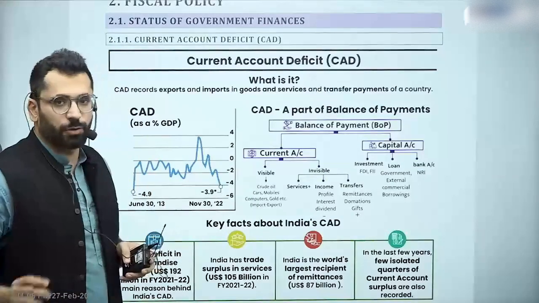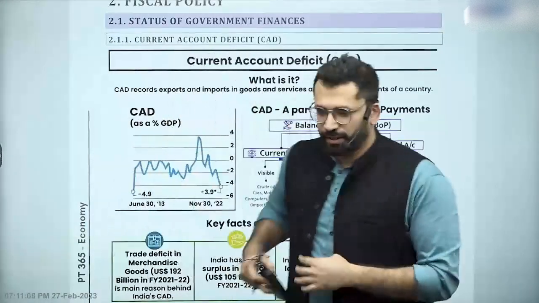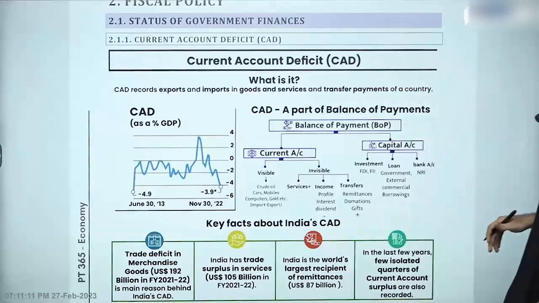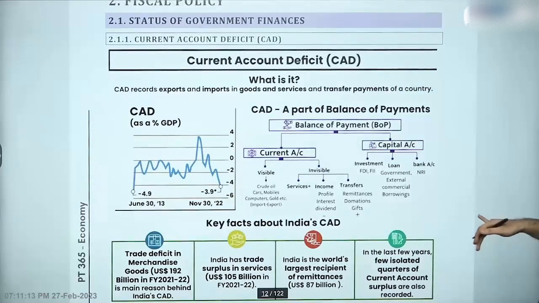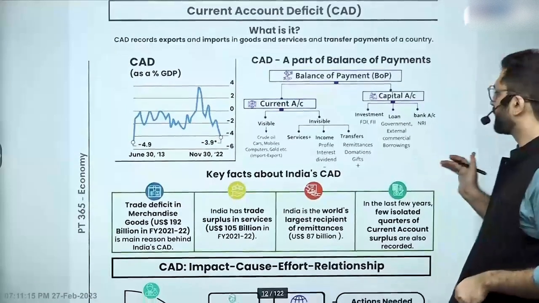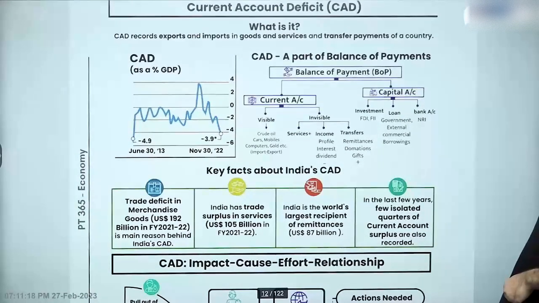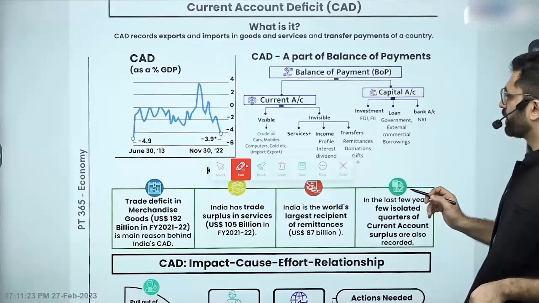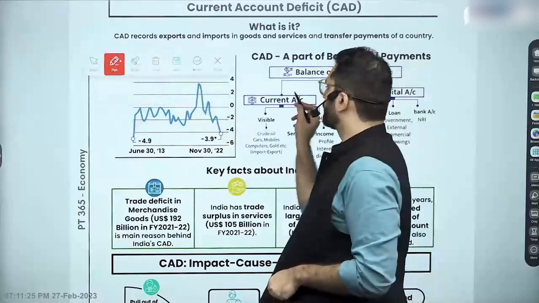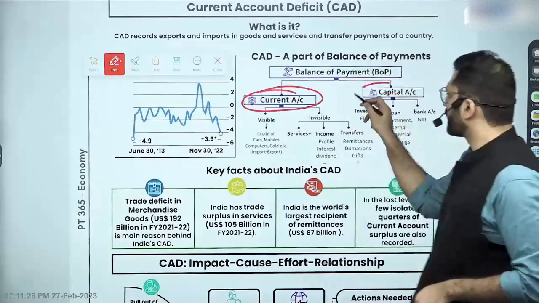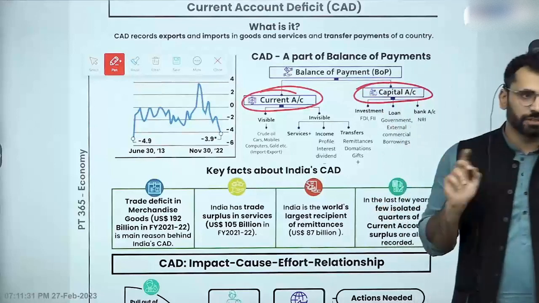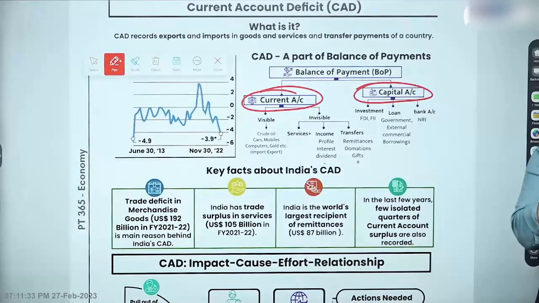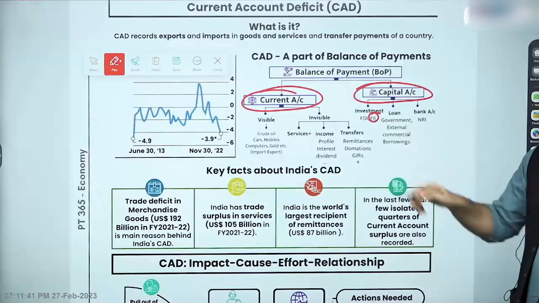So if the first growth development is clear, next is the status of government finances, the current account deficit. There are two parts of the balance of payment, that is your current account and capital account. What's the difference between the two? Is it short term, long term?